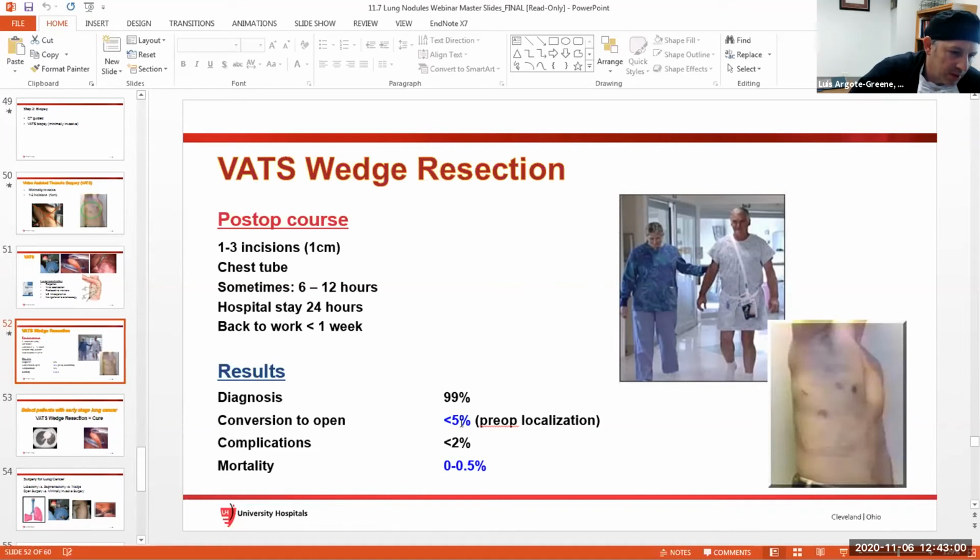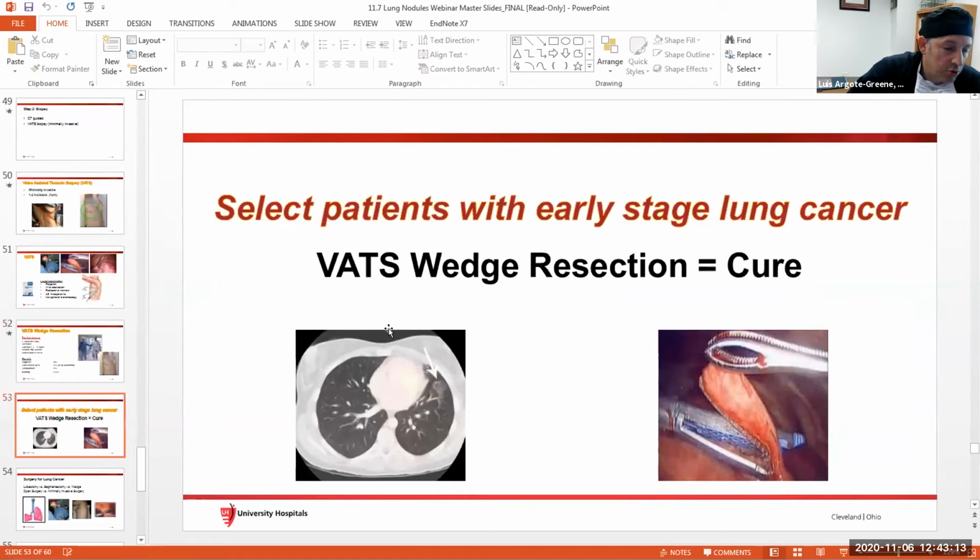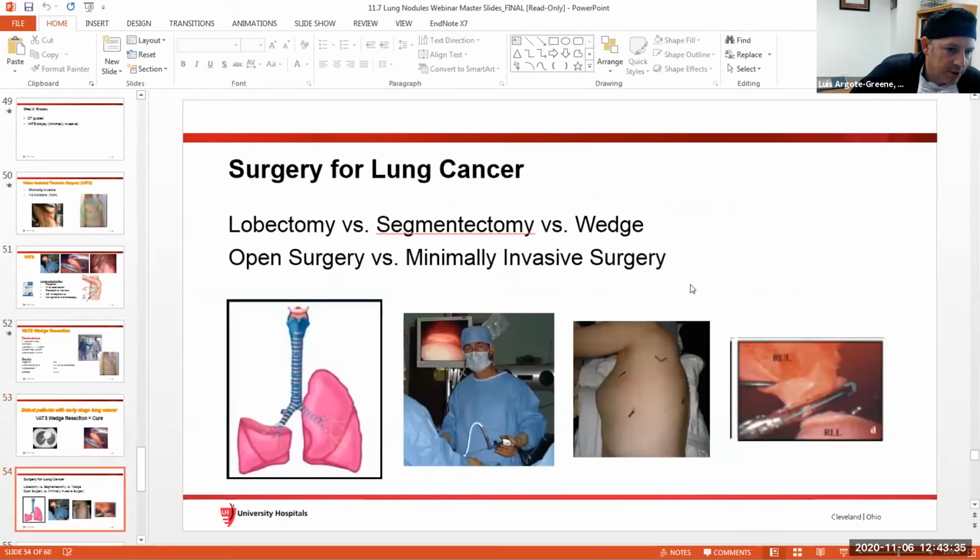The conversion to open is less than 5% when we can't find it for some reason. Complications is less than 2%. The mortality is pretty low, so it's a pretty safe surgery. Sometimes doing a wedge resection like this one here can be equal to cure. Nowadays, we're doing lesser resections, just like in breast cancer. A few decades ago, they would do very large resections, remove the whole breast. Nowadays, we're removing only one small area of the lung, like a little triangular shape. That might be enough cure, especially in older patients.